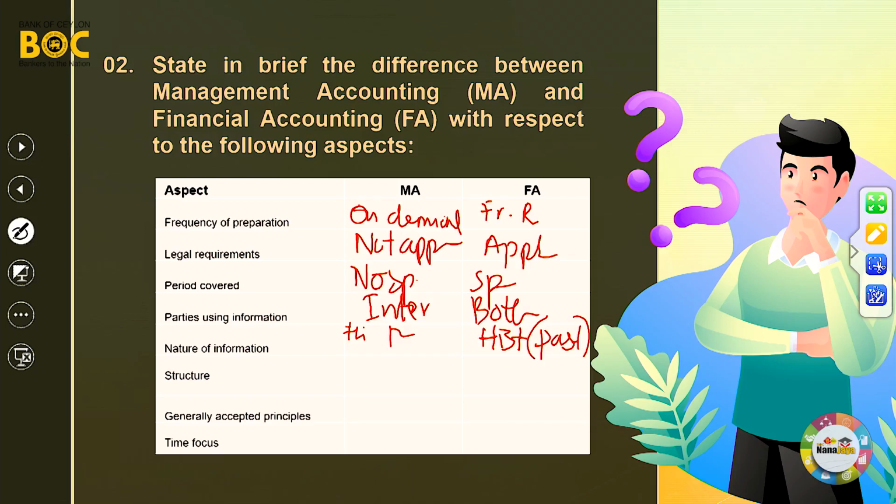The structure. In management accounting, you have a specific division. But in financial accounting, you prepare for the overall organization.